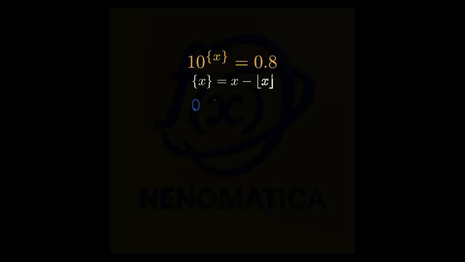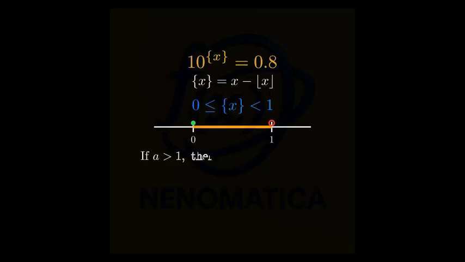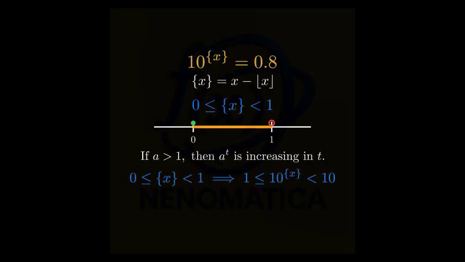The fractional part of x, written as curly brace x curly brace, is always between 0 and 1, including 0 and excluding 1. Let's visualize the interval from 0 to 1, closed at 0, and open at 1. Step 2. Since the base 10 is greater than 1, the function 10 to the power t is strictly increasing. Therefore, as the fractional part moves from 0 up to 1, 10 to the power of the fractional part will move from 1 up to 10.